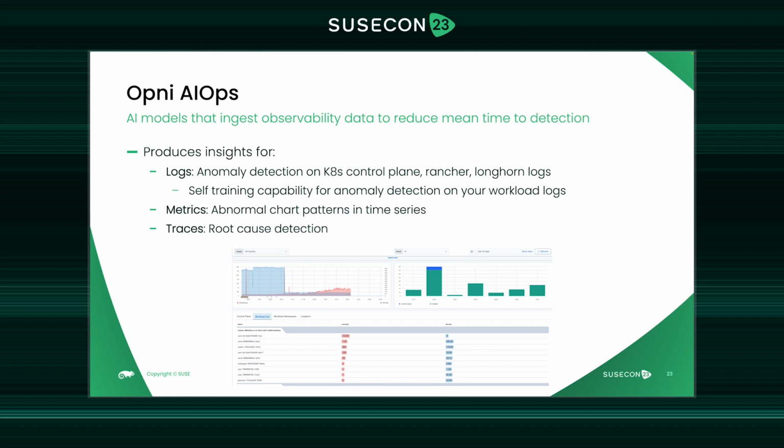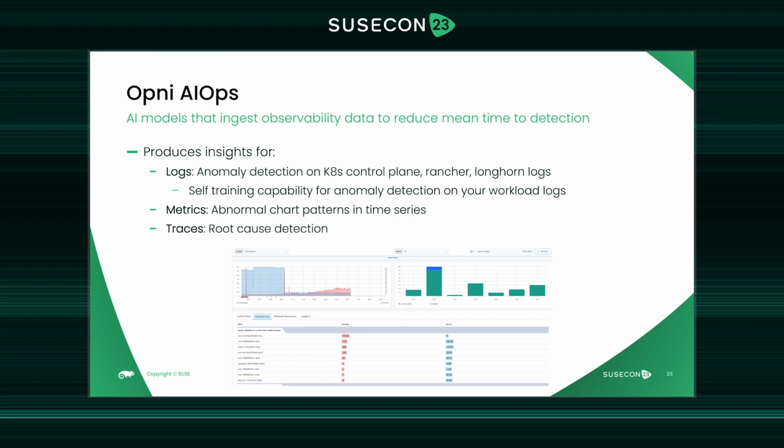Now, once you have your logs and metrics being shipped over, you can head over to the Opni AIOps page. Opni AIOps comes with AI models that ingest observability data to reduce mean time to detection. Opni AIOps produces insights for logs, metrics, traces.